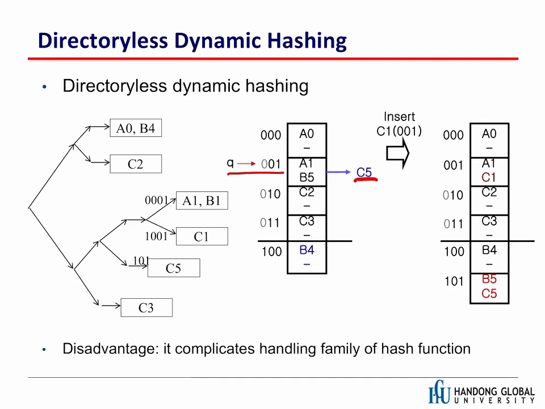Now we insert another one, C1, ending with this pattern. So it is going to the same bucket, right? So now Q is pointing to the second bucket, so we split this bucket. So we have another bucket, and this one is split. So A1, C1 goes here, and B5, C5 is in a new bucket. And now Q is pointing to this one.